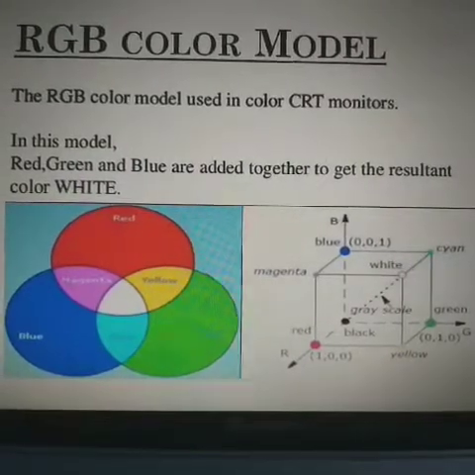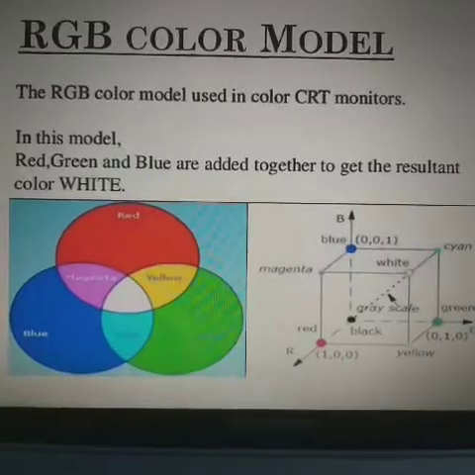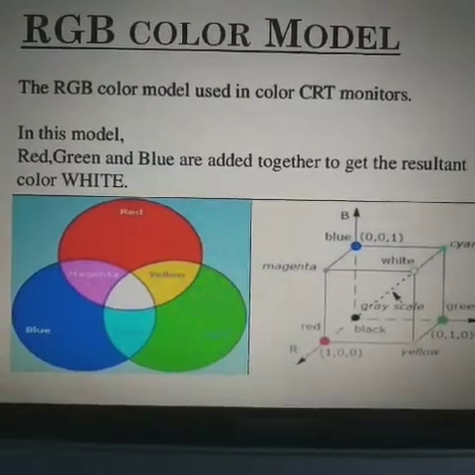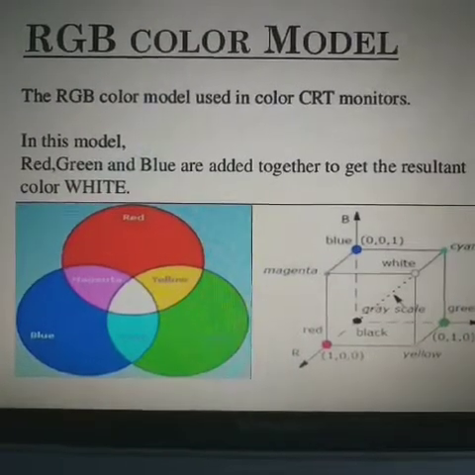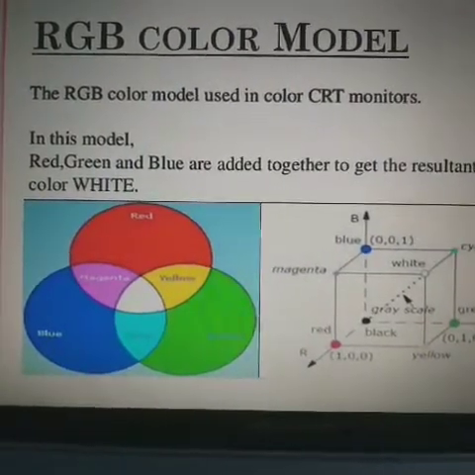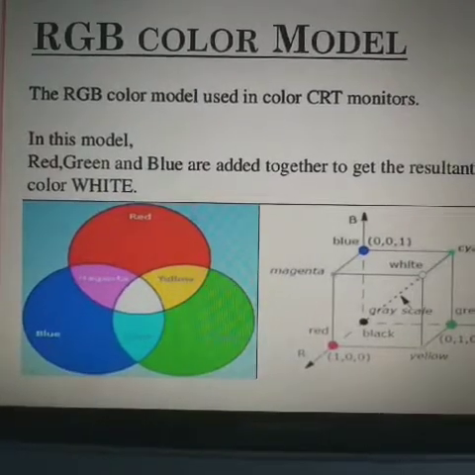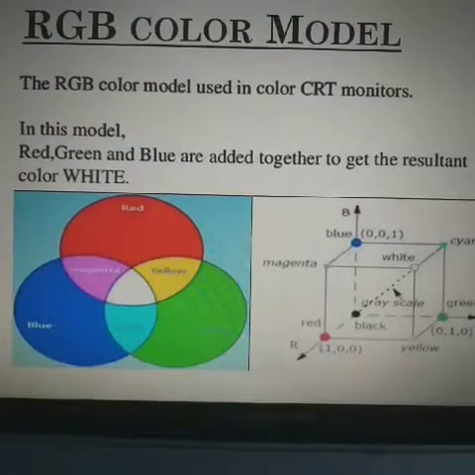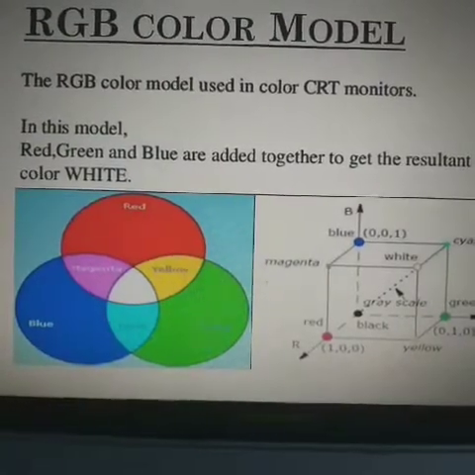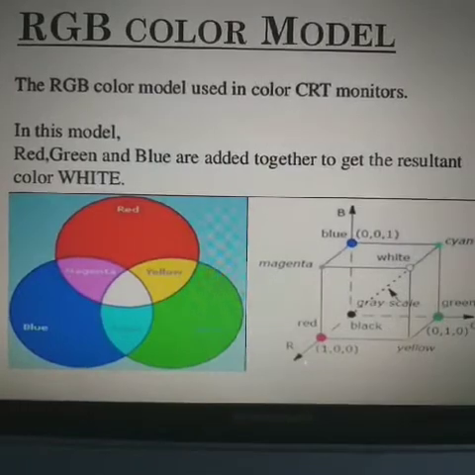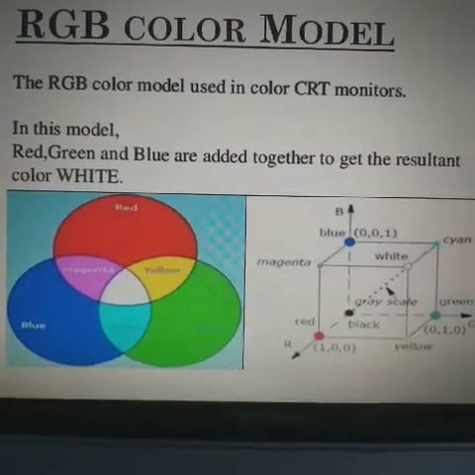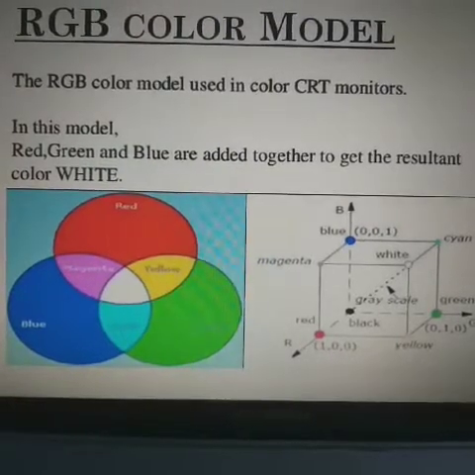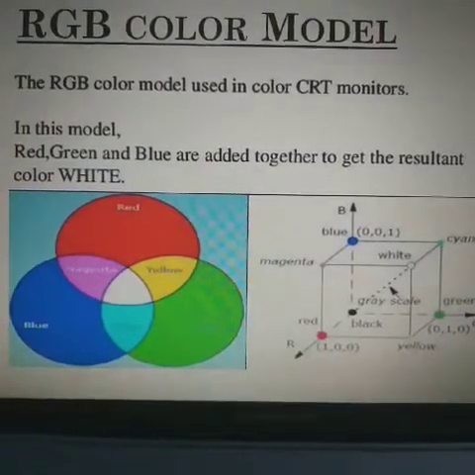In this lecture of computer graphics, we are going to discuss the RGB color model and the various other models. In the previous video lectures, we already discussed the RGB color model, CMY and CMYK model. Here we will explain some of the concepts related to RGB and CMYK, and the main focus will be on the HSI and HSL color models.